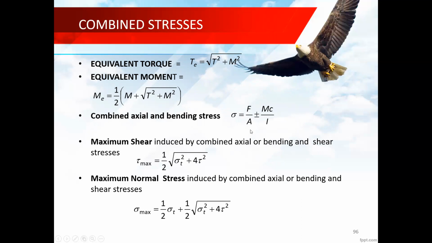Review. So combined axial and bending stress, sigma is equal to F over A plus or minus Mc over I. Maximum shear induced by combined axial or bending and shear stress is 1/2 of the square root of sigma T squared plus 4 tau squared. Maximum normal stress induced by combining axial or bending and shear stresses is 1/2 of sigma T plus 1/2 of the square root of sigma T squared plus 4 tau squared.